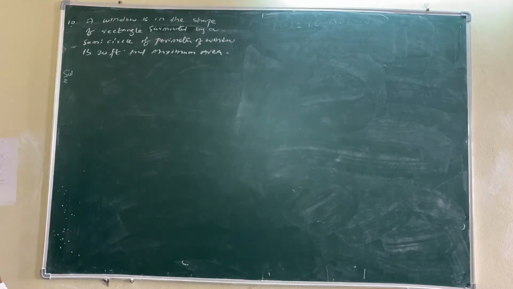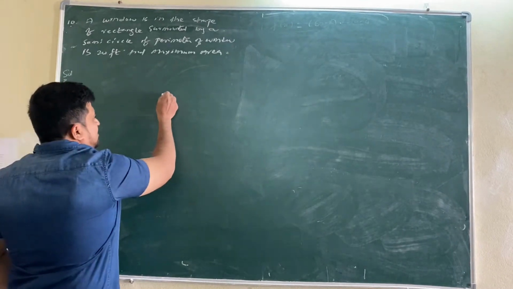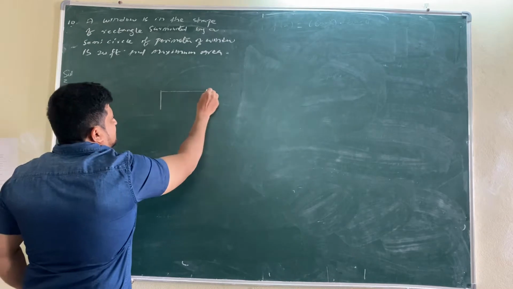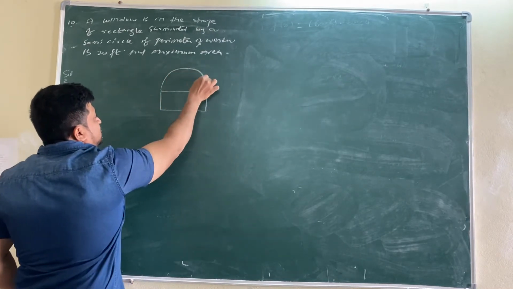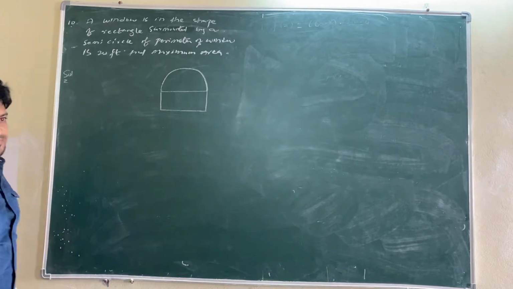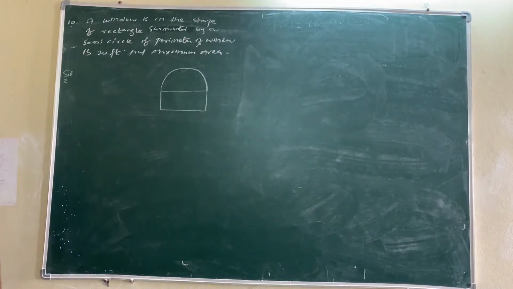A window is in the shape of a rectangle surmounted by a semicircle. It means you have to consider one figure here. There is a rectangle and there is a semicircle, a half circle, on it. This is the shape of the window.